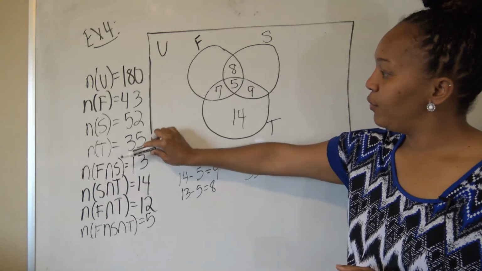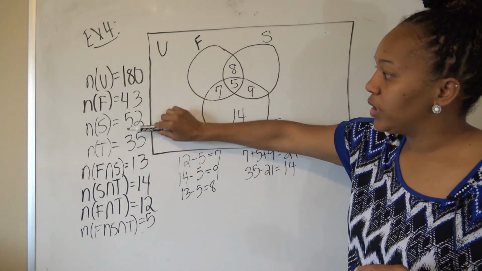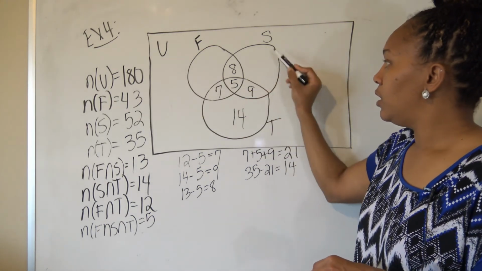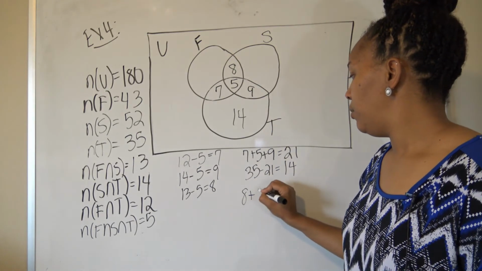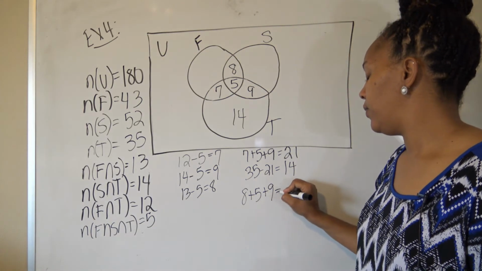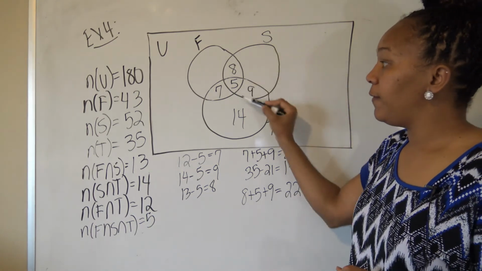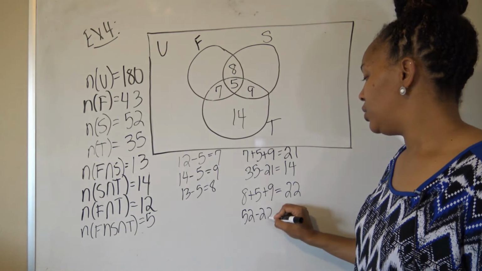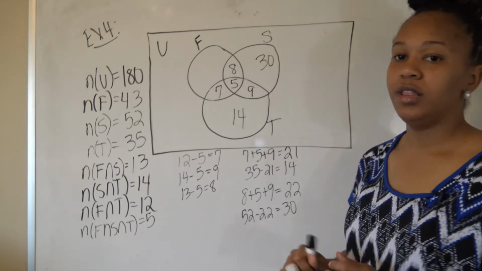Okay, we're moving on up. So now we're on the number of sports. There should be 52 in the circle for sports. There are 8, 5, and 9. So we're going to add 8 plus 5 plus 9, and that's 13 plus 9, which is 22. There should be 52 here, so I need to do 52 minus 22, and that gives me 30. That means there are 30 in this region.